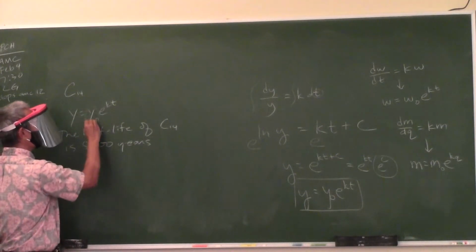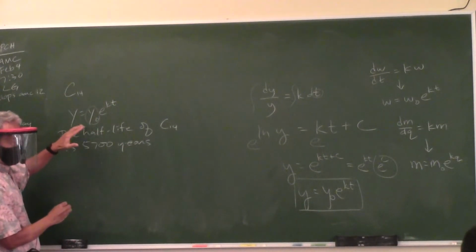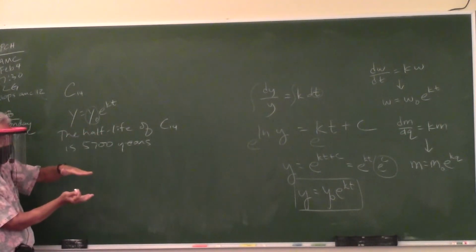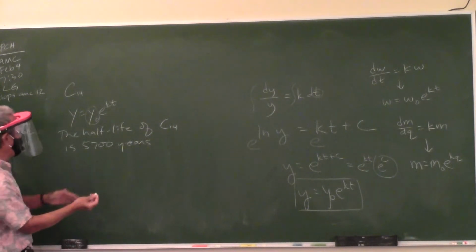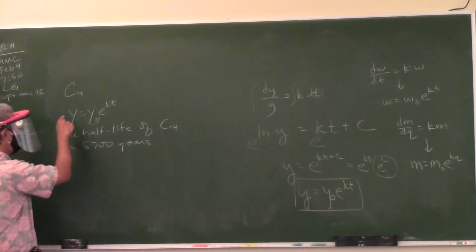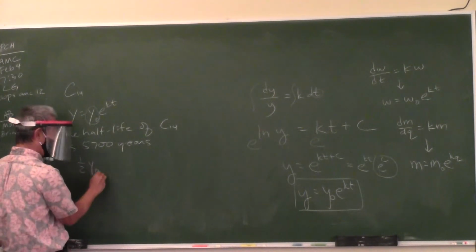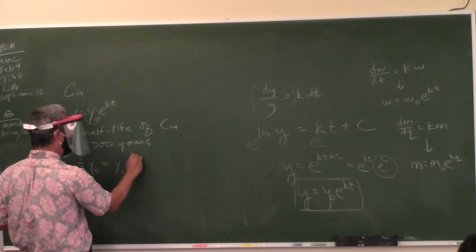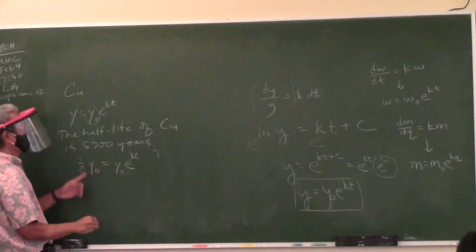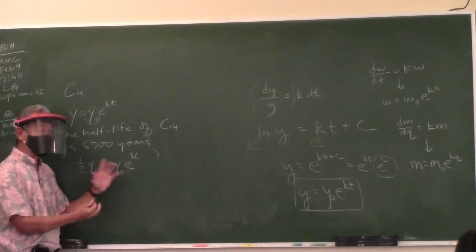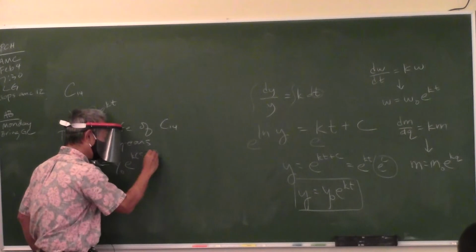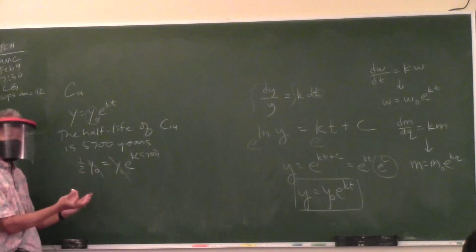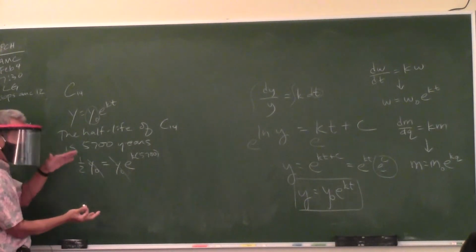So if this is your initial amount, remember this number in the front tells you the initial amount. If your initial amount is y naught, what is half of that? Half, 1/2 y naught. And where do I plug that in? You plug it in for y. So you get 1/2 y naught, because that's your amount, right? Equals y naught e to the k, and then what do I plug in for t? 5,700, because it takes that long to decay to half. Now what do you know? The y naughts cancel out. They always do. It really doesn't matter what your initial population is. It's just that you have half of it.